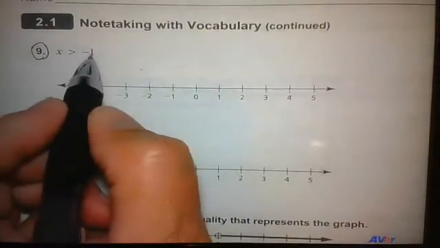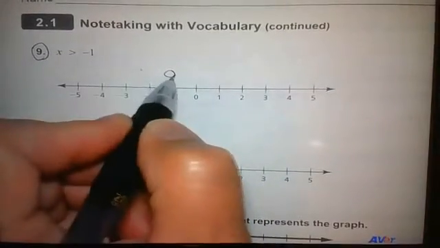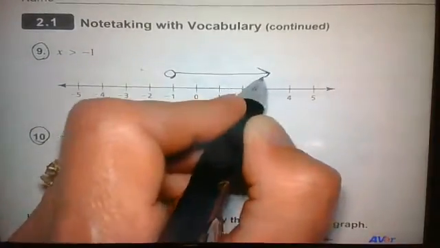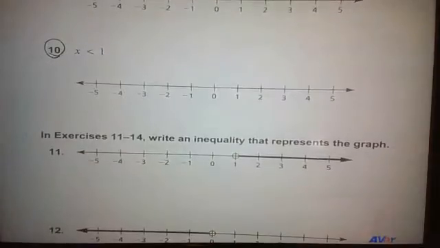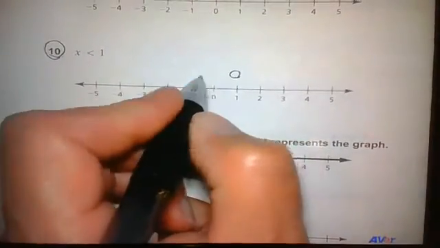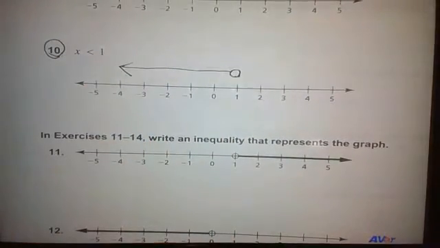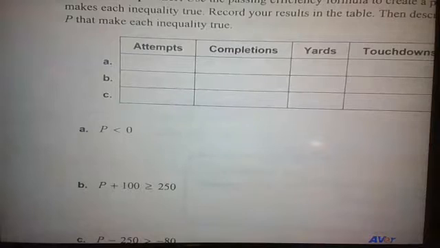x is greater than -1. Find -1. It's not equal to it. Leave that open. It can't be -1, but all the numbers bigger than -1. There we go. Arrow means it goes forever. All those numbers. x is less than 1. Find 1, not equal to it, but less than is to the left when x is on the left. You can use those tricks. Okay, that's 2.1. Here we go, everybody.